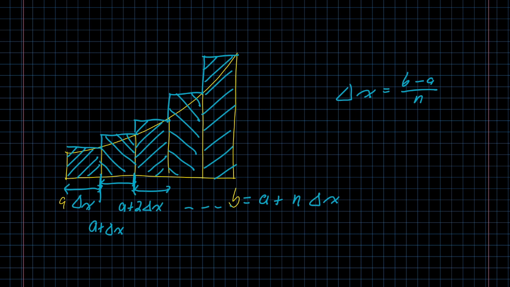And the reason that I care about that is the right endpoints tell me where the height is, right? The height is determined by the right endpoint. So this is f of a plus delta x. The height here is f of a plus 2 delta x, and so on.